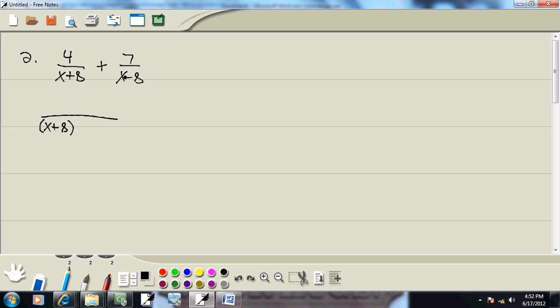Then I go to the next factor, the x minus 8. And I'm looking for the greatest number of x minus 8s in any single denominator. There's 1 here, there's none here. So the greatest number of x minus 8s in any single denominator is 1. So this would be our least common denominator.